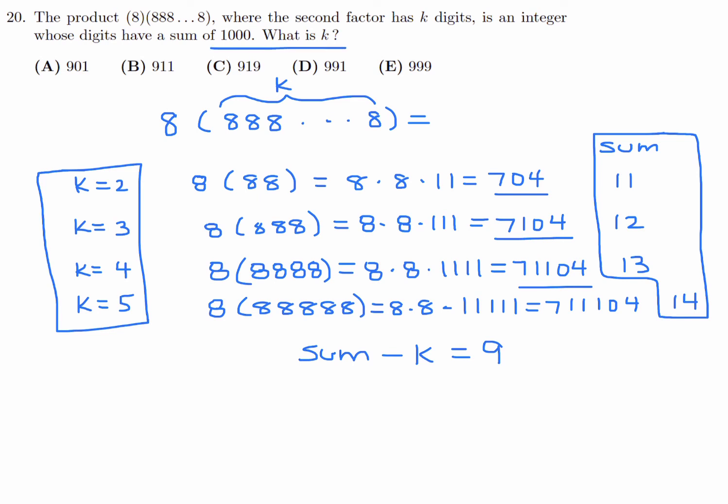So let's figure out what k is for when the sum is 1,000. 1,000 is the sum. What is k? Sum minus k is equal to 9. So that means 1,000 minus 9 is k. And therefore k is 991. So pretty cool question. Number 20, the answer is D.